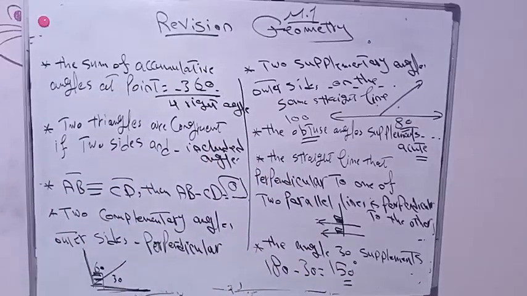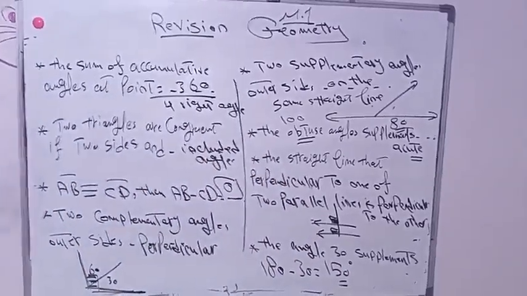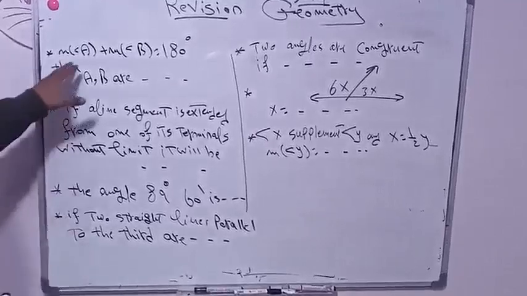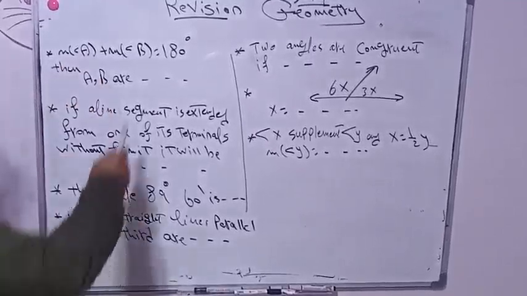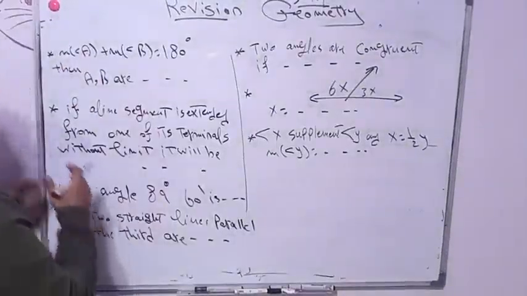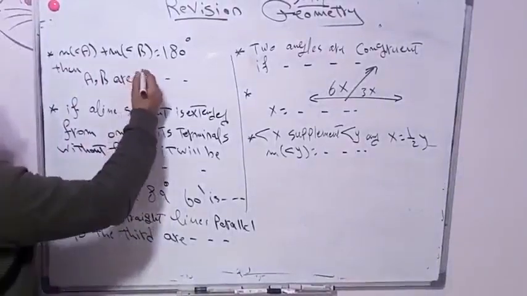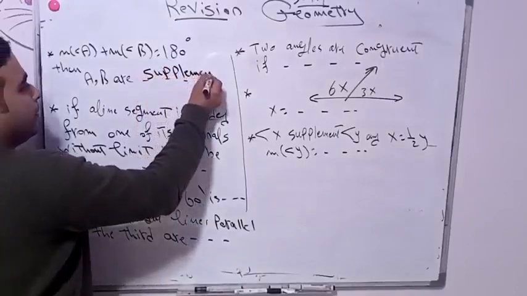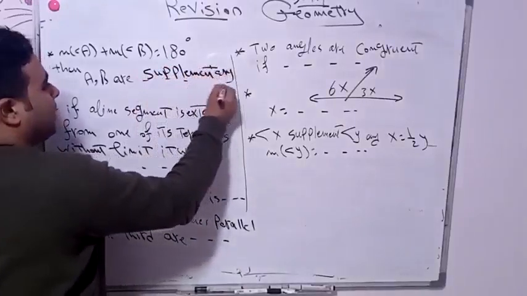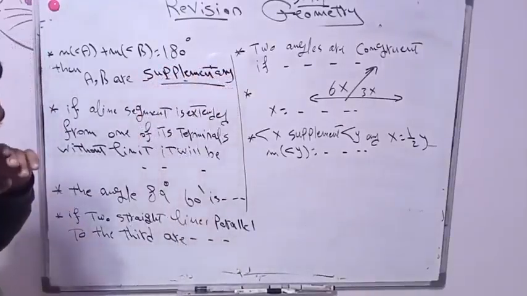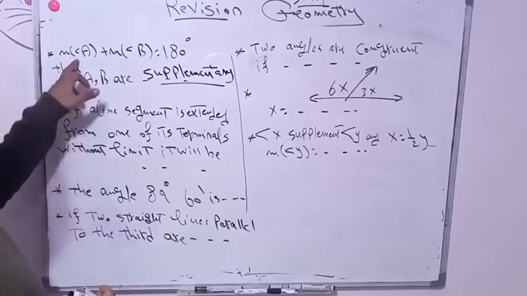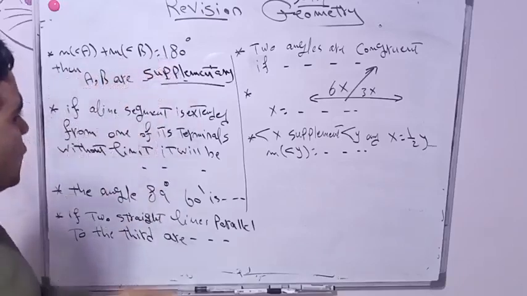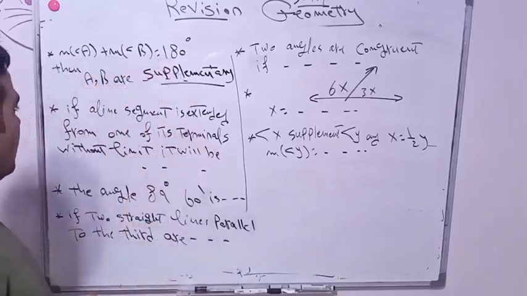My question now: I have the measure of angle A plus the measure of angle B equals 180. Then angles A and B are what? Supplementary, because the sum of them equals 180. But if angle A plus angle B equals 90, then these two angles are complementary.